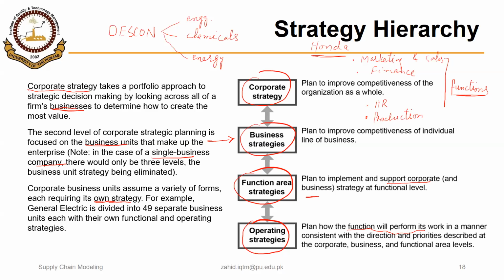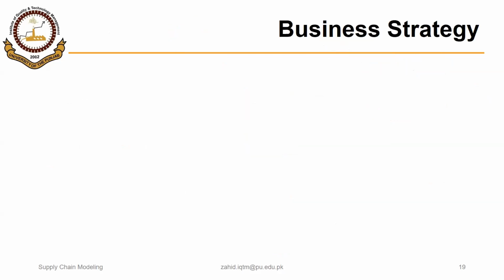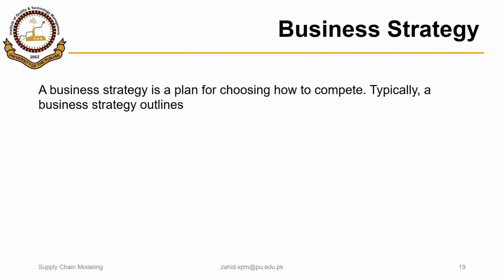Our focus will be more on business strategy. What is a business strategy? A business strategy is a plan for choosing how to compete. Just notice that strategy is different and goals are different. Goals are where you want to reach, and strategy is the way you want to reach there. How you want to achieve your goals, how you want to compete, that is your strategy.